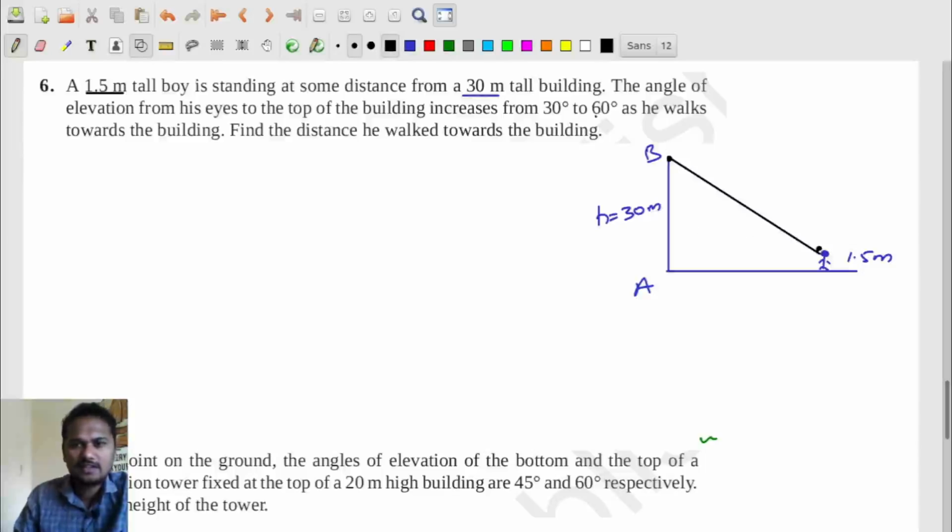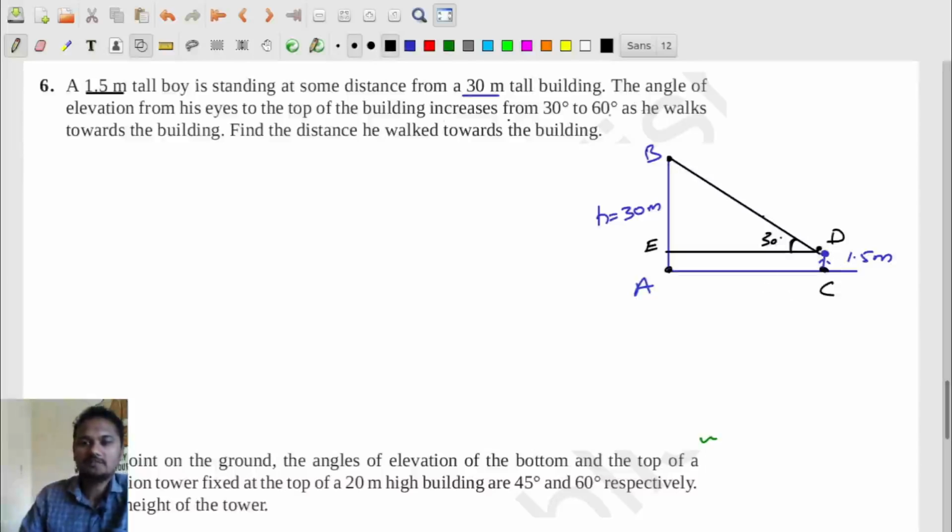increases from 30 degrees. So initially he is at this point, let me take it as point C. When he is at point C, his inclination angle is this. What is the inclination angle? The angle made by this line with the horizontal. This one is important here. Actually, what is the ground here? Ground is A to C, but you need to take the inclination with this horizontal line. You can name it as DE. So this is 30 degrees when he is at point C.